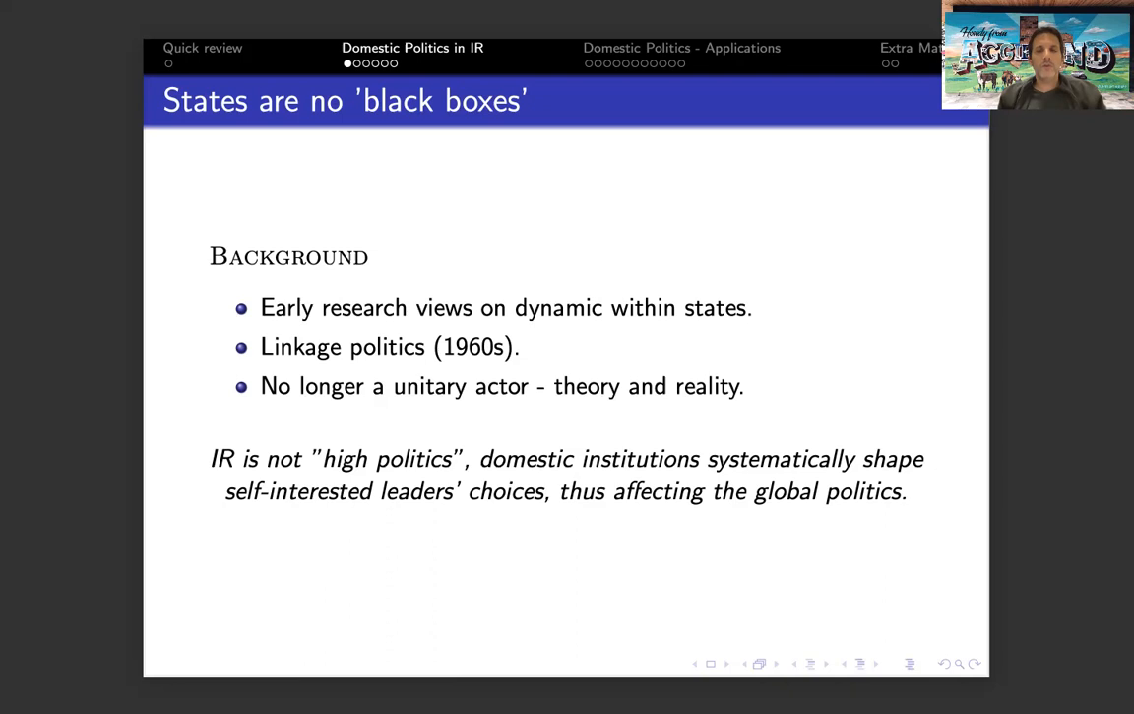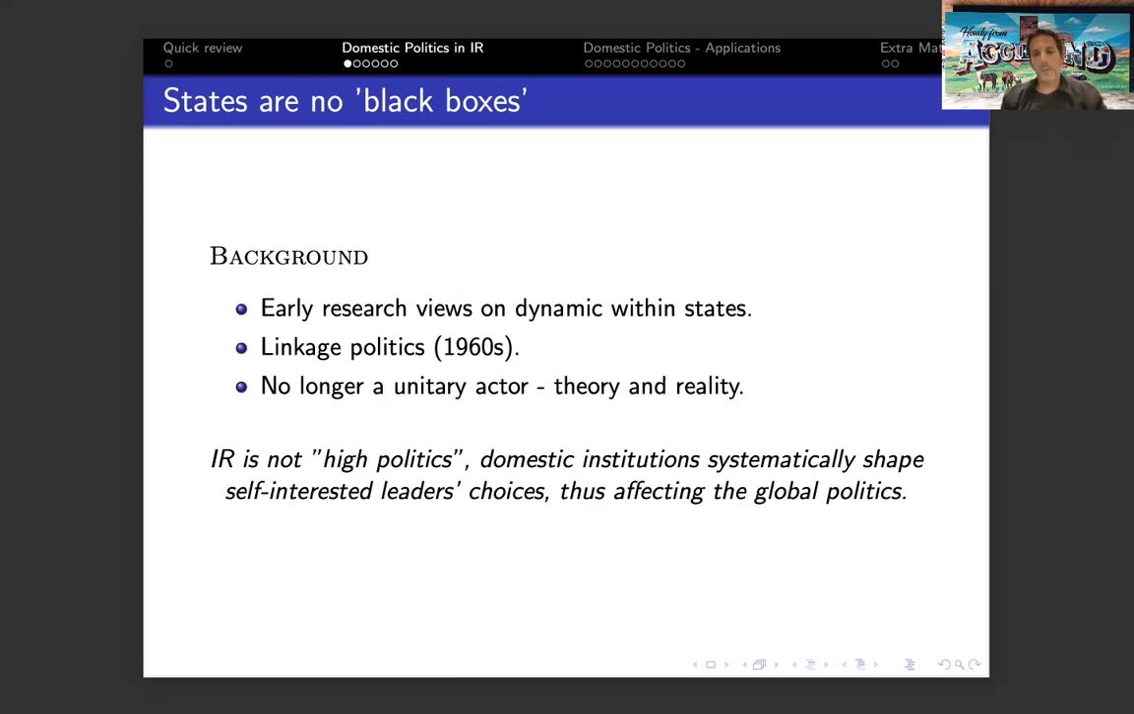One more reason to relax this unitary actor assumption is actually the way things are in reality. In the real world, there's very little consensus among elite decision makers on many different issues, even starting from just defining what the national interest is in a specific context. So if there's no consensus and no shared common opinion between elite decision makers on issues, we shouldn't be constrained by using this unitary actor assumption.